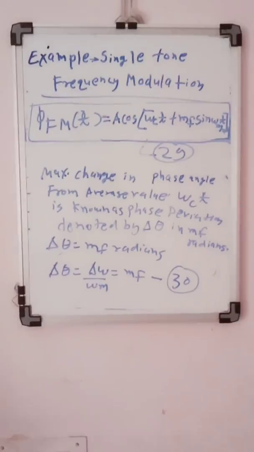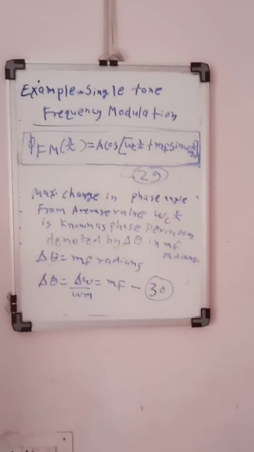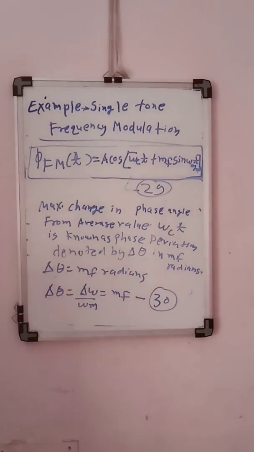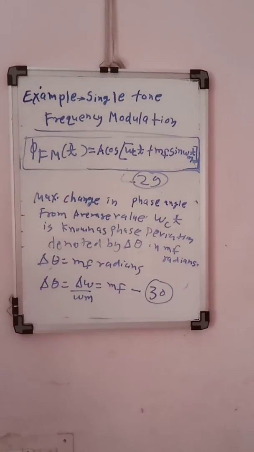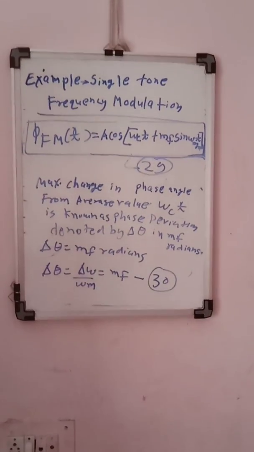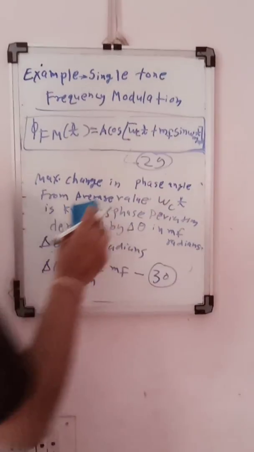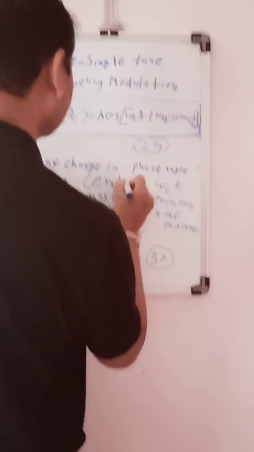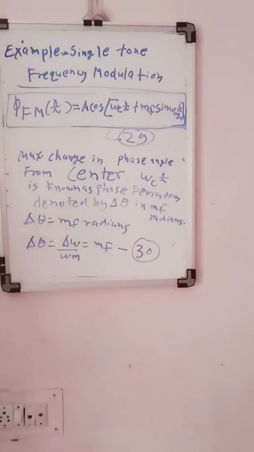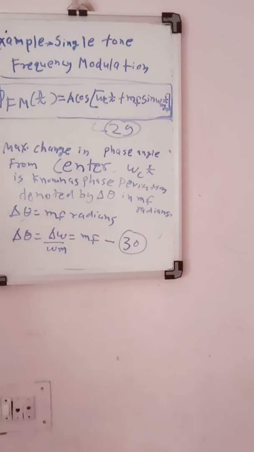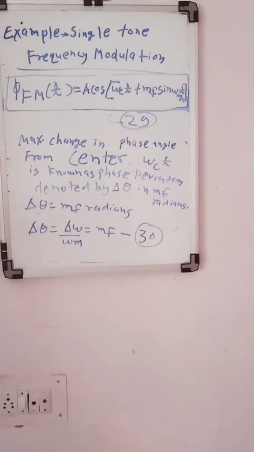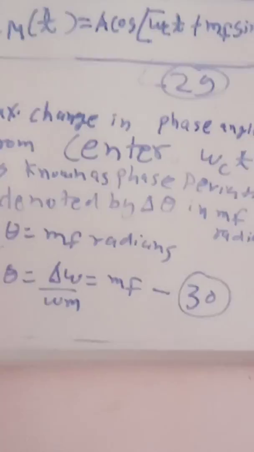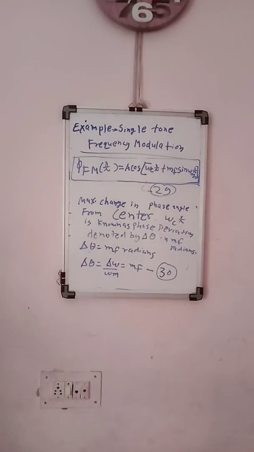So I have found the expression for the FM wave, which is given by phi FM t is equal to A cos omega CT plus MF sin omega mt, and it's equation number 29. This equation tells us that the maximum deviation from the center omega CT is known as the phase deviation, denoted by delta theta, in MF radians. So delta theta is MF radians.